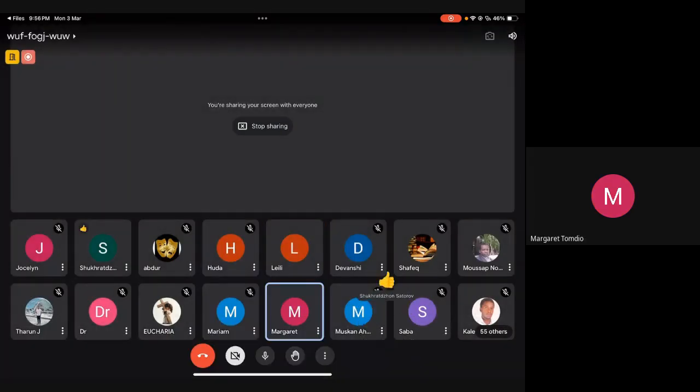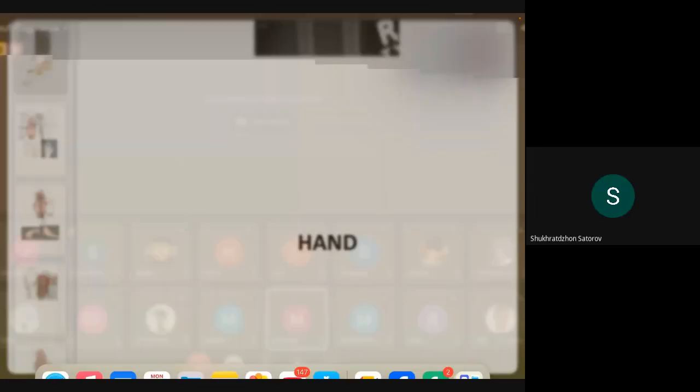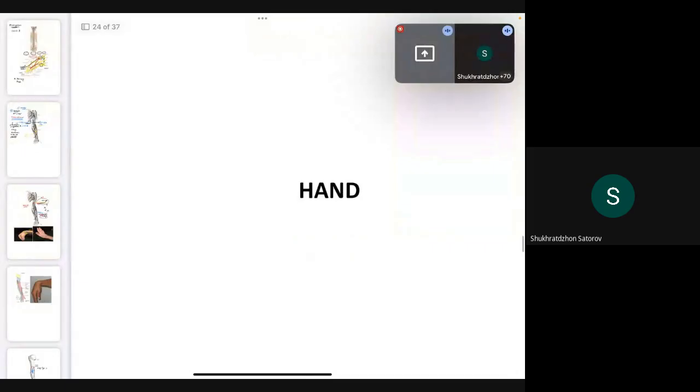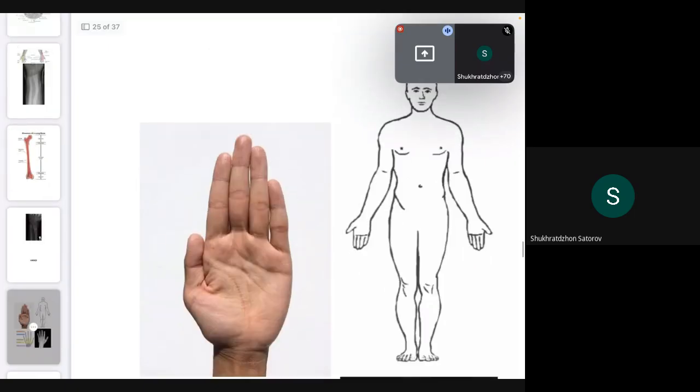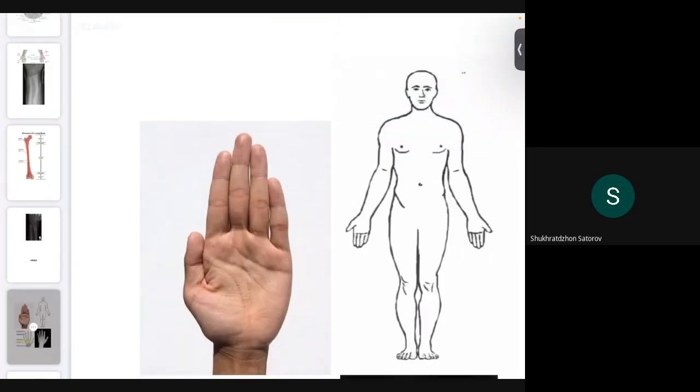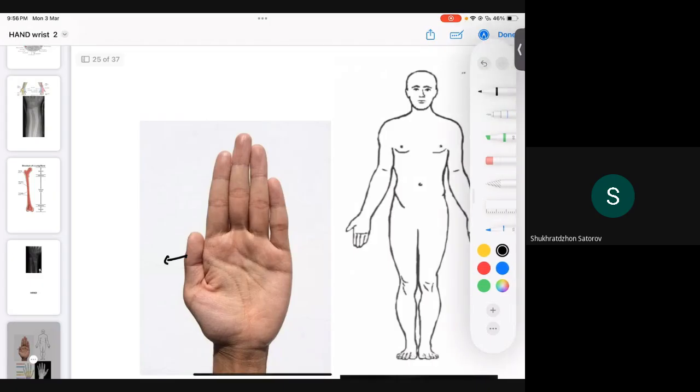Okay, so can you guys see my screen? Yes. Okay, perfect. So let's discuss our hand. We already know the nerve supply, we discussed that. So basically we have the thumb, which we call the first digit. The index is our second digit. The middle finger is the third digit, then the fourth digit, and the fifth digit.